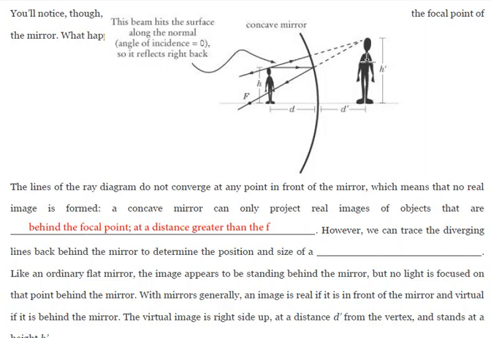Then what we did from there, since they never met on this side, we traced them back on the other side of the mirror. So you can see the dotted lines are an extension of, if they really could pass right through the mirror, they would be going this way. So we can trace diverging lines back behind the mirror to determine the position and size. You can see the giant boy on the other side, and we call that a virtual image.